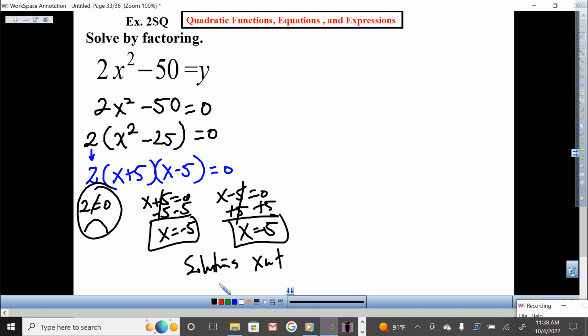X-intercepts, zeros, and roots. Okay. From 1 to 5, how comfortable are you with it so far? Yeah? We got this, right? Okay. Look at this next one. Don't copy this one.